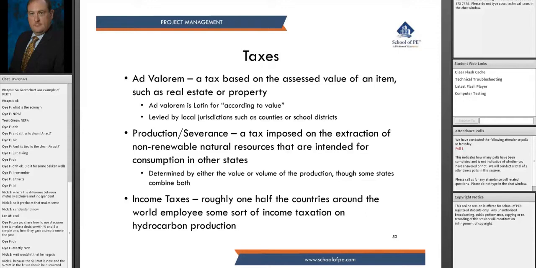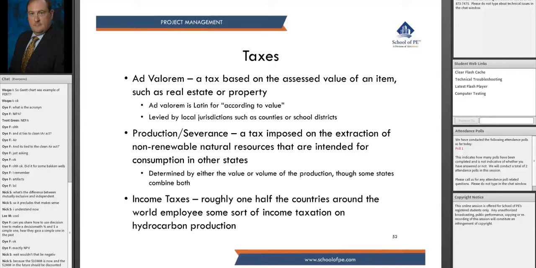Ad valorem is Latin for according to value, and it's also hard to understand because it's levied by local jurisdictions, school districts, maybe municipalities. It's often billed once or twice a year, usually in February after the county makes their assessments, sends out bills based on the value, and your ad val taxes are due.